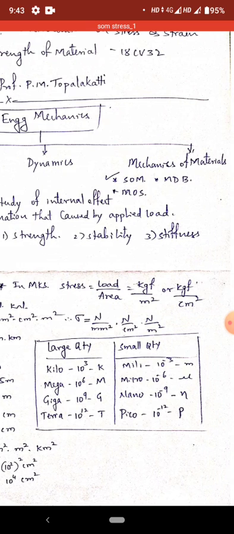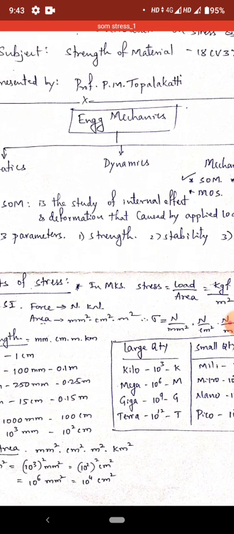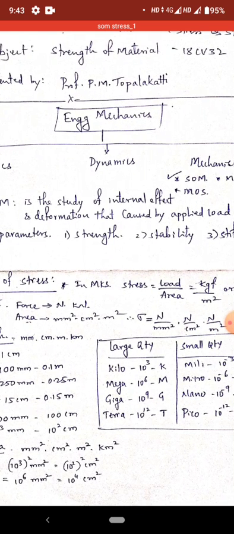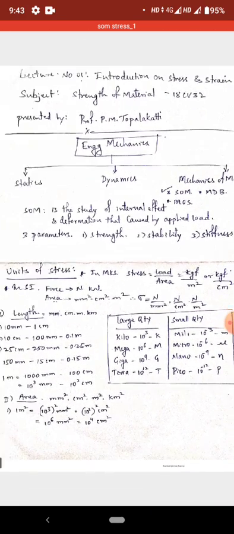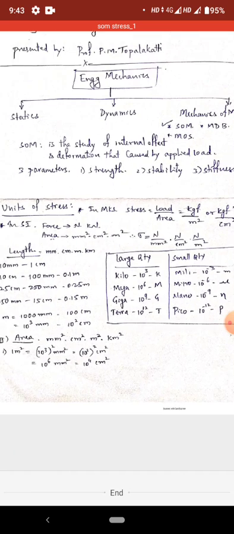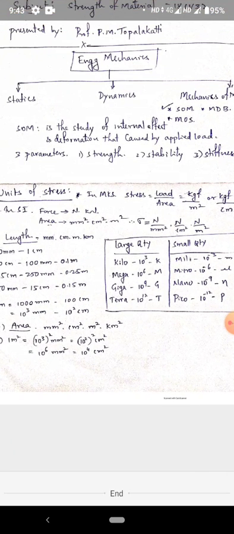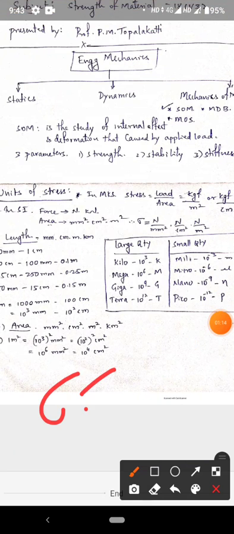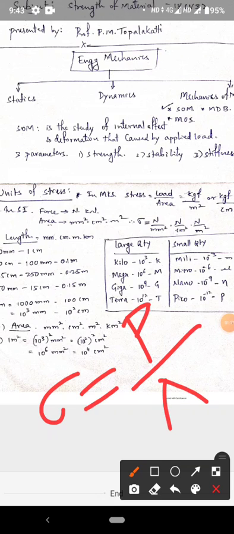mechanics of solids. SOM is the study of internal effects and deformation caused by applied load, which depends upon 3 main parameters: strength, stability and stiffness. The definition of stress is force per unit area. Force per unit area means sigma is equal to load by area, where sigma is stress, P is the load, and A is the cross sectional area.